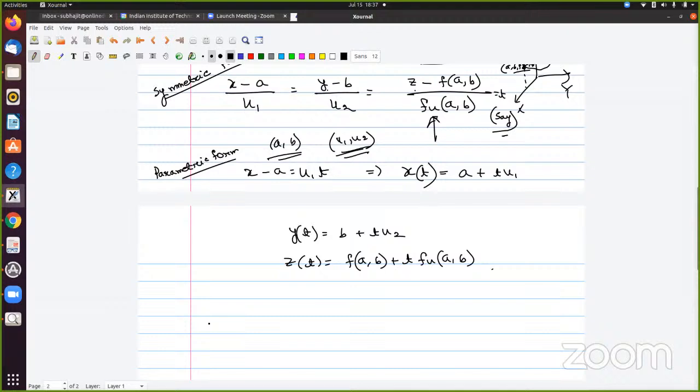Okay, so this is the parametric form. Sir, I have one doubt. In symmetric form, how have you written x minus a upon u1? Where is this x minus a coming from?